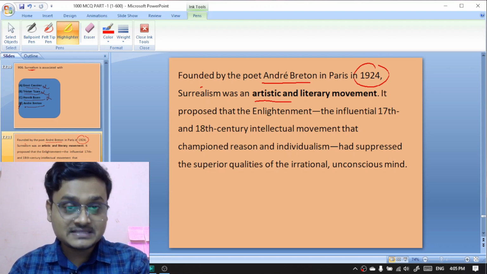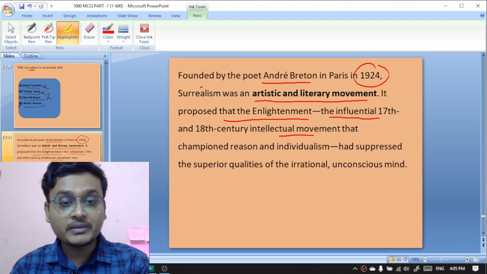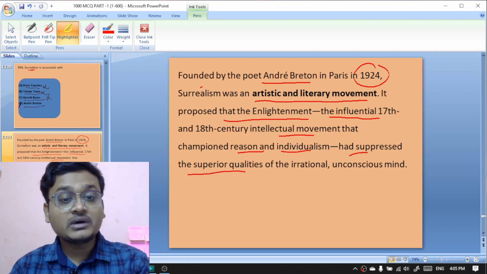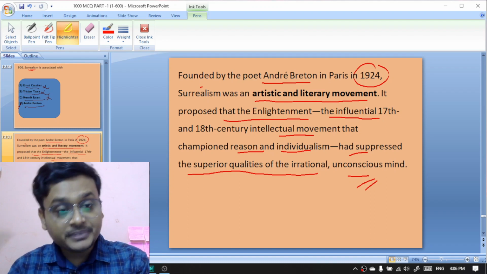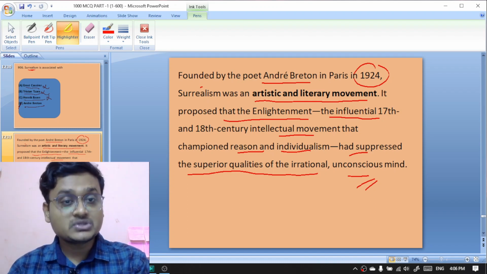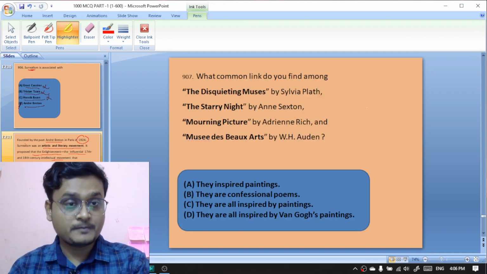Surrealism was an artistic and literary movement. It proposed that the Enlightenment, the influential 17th and 18th century intellectual movement that championed reason and individualism, had suppressed the superior qualities of the irrational and the unconscious mind. The reason and the individualism had suppressed the superior qualities of the irrational and the unconscious mind. So it is founded by whom? It was founded by Andre Breton in Paris in 1924.